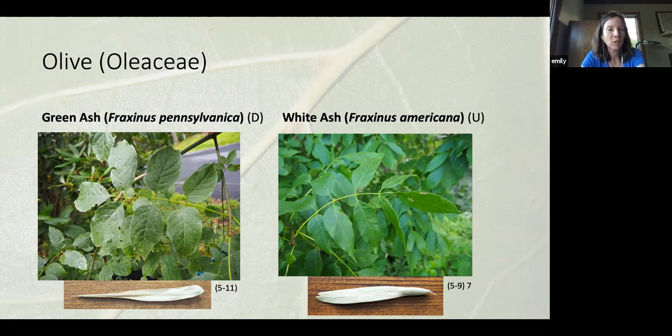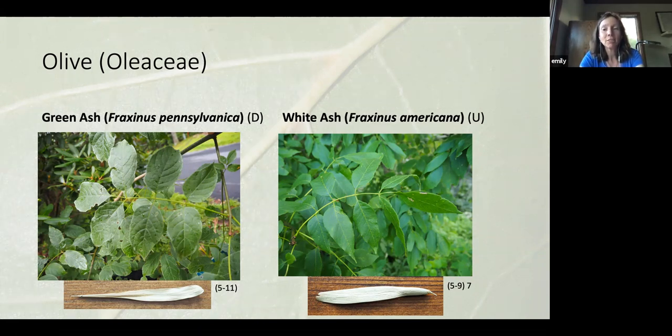So for the green ash, they say it can be anywhere from 5 to 11. For white ash, it can be 5 to 9 leaflets, but most often it's 7. And of course, the one that I took a picture of has 9.